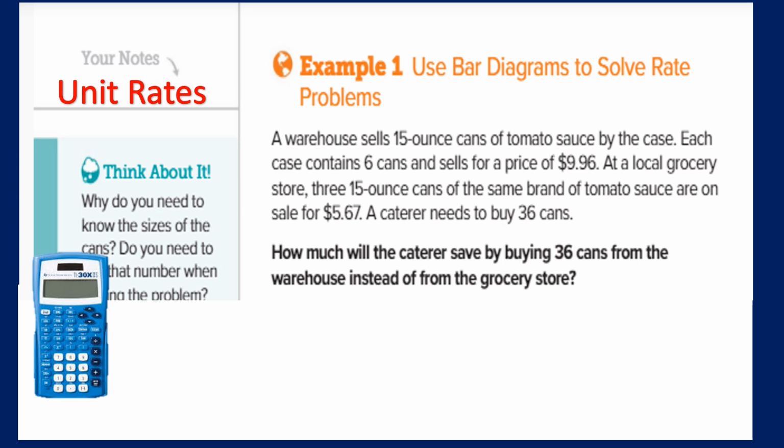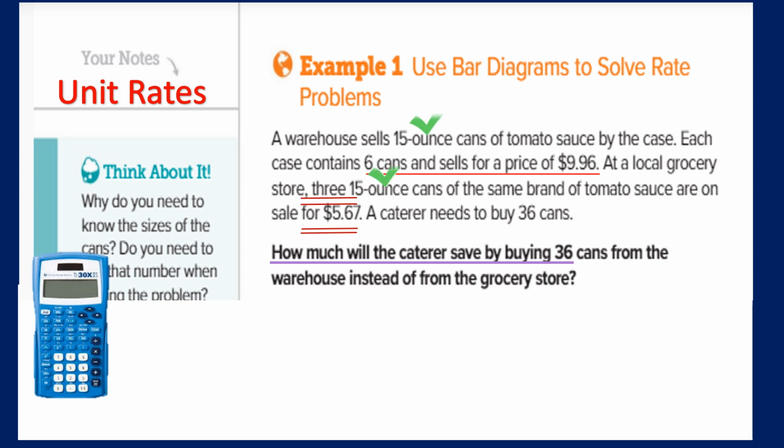So we know that we've got a few steps that we have to do here. Our first step is always identifying what our original ratio is. So in my original ratio, I see that I have 6 cans and that they sell for a price of $9.96. Then my second one is that I have 3 of them and they sell for $5.67. Notice we underlined the 3, not the 15 ounce. We'll come back to that in just a moment.